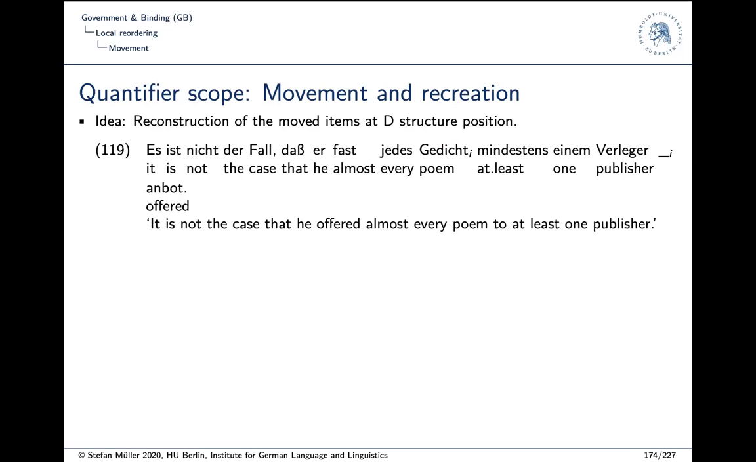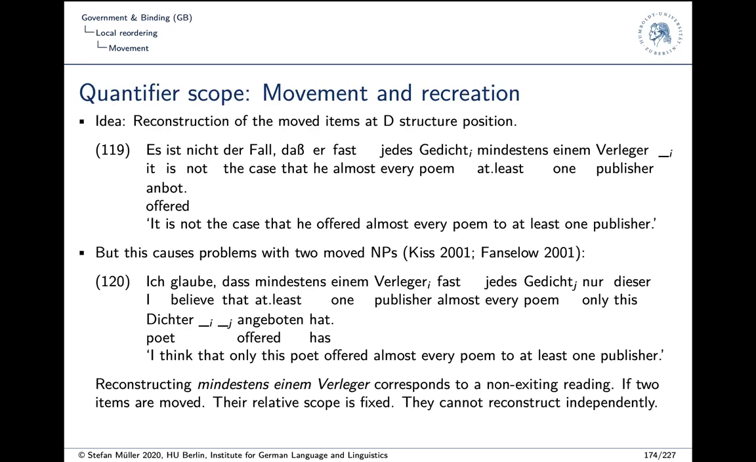The problem of this is that if you move two things, as you can see two slides back, if you move two objects, you would predict that you can reconstruct each of them individually, and you would get one additional reading that is not there. It's not attested in the data. And that was noted by Tibor Kiss and Gisbert Fanselow. If you think about this in terms of movement, you would have to move these two together, and since their relative order does not change, the scope possibilities do not change.